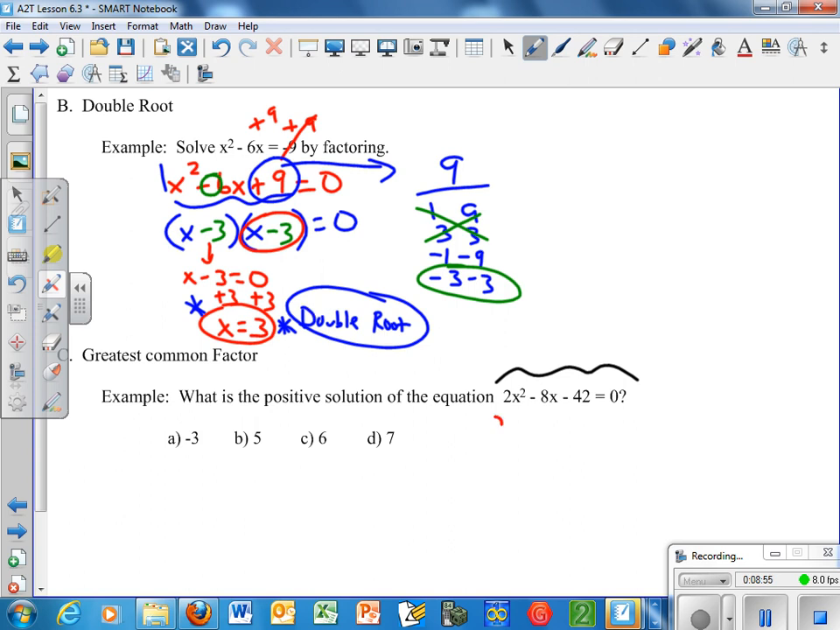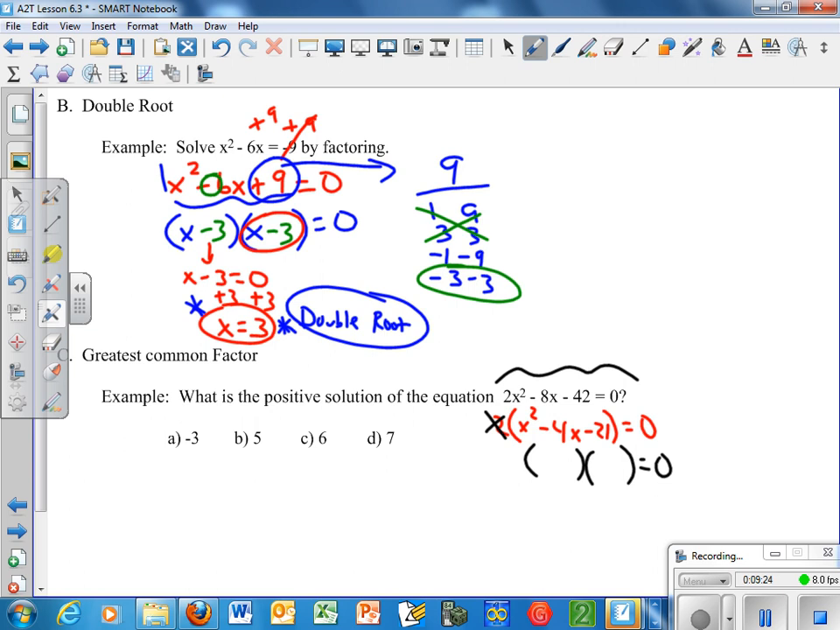Notice I can take a 2 out. So I'm going to take a 2 out on the left-hand side. So I'm left with x squared minus 4x minus 21 is equal to 0. And now, basically, if you factored out a constant, if I would divide both sides by 2, that would be gone. This part of it here will not give us a solution because there's no variable. Okay, so really, if you divided both sides by 2, you'd have x squared minus 4x minus 21 equals 0.